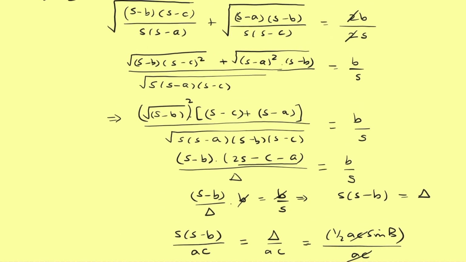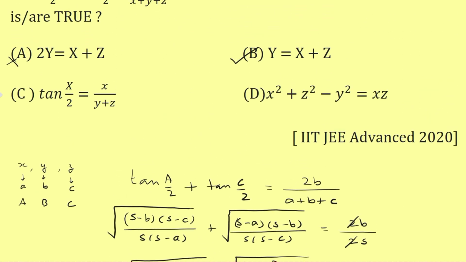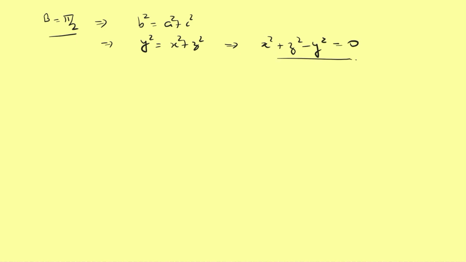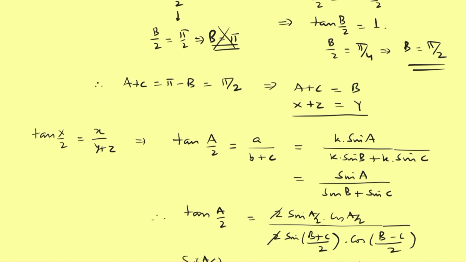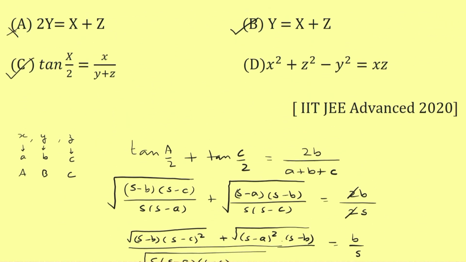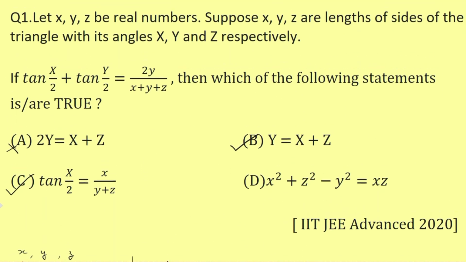Hence option C, which says tan x by 2 is equal to y plus z, also comes out as correct. Now for the fourth option, since B is pi by 2, it's a right triangle, so B square must be equal to A square plus C square. Or in the notation of XYZ, we say y square equals x square plus z square, which means x square plus z square minus y square will be equal to 0. So if that is so, we can see option D is going to be wrong, since it says x square plus y square minus z square is equal to xz. So option D is wrong.